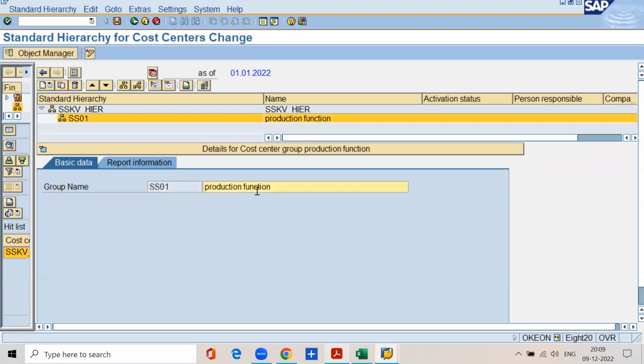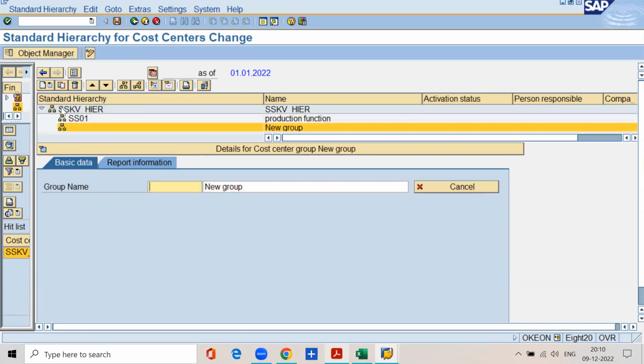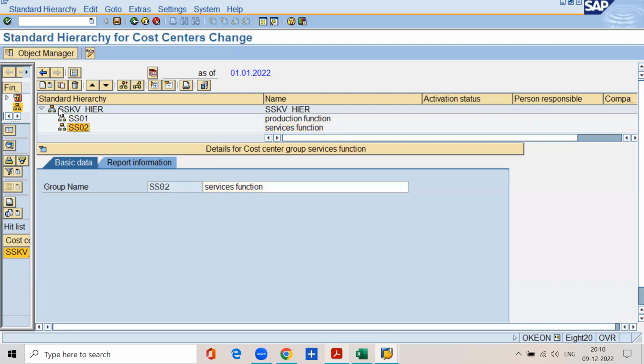Click on enter. See, under SSKV_HIR, SS01 is linked. Keep the cursor on SS01. Click on the create button. Click on group at same level. Group name is equal to SS02. Name is equal to services function. Click on enter.